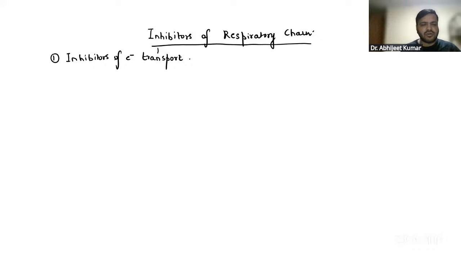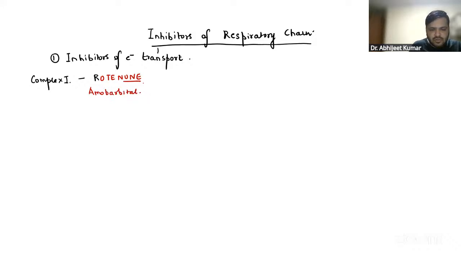Inhibitors of electron transport. We have complex 1. The inhibitor is rotenone. You can just remember it with the help of this one, rotenone. Okay. So yes, we have amobarbital, or we also have piericidin A. Amobarbital is nothing but phenobarbital only.